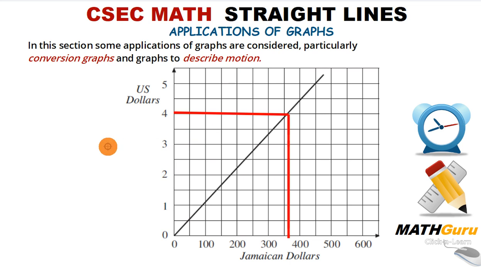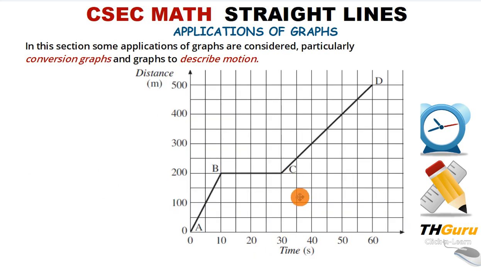Let's look at another example. This time we look at the example as it refers to motion. Here in this case, we have a distance time graph of a car. The distance, here on the y-axis, we plot the distance in meters against time in seconds on the x-axis. So this is a distance time graph. Now the gradient of this graph gives the velocity or the speed.